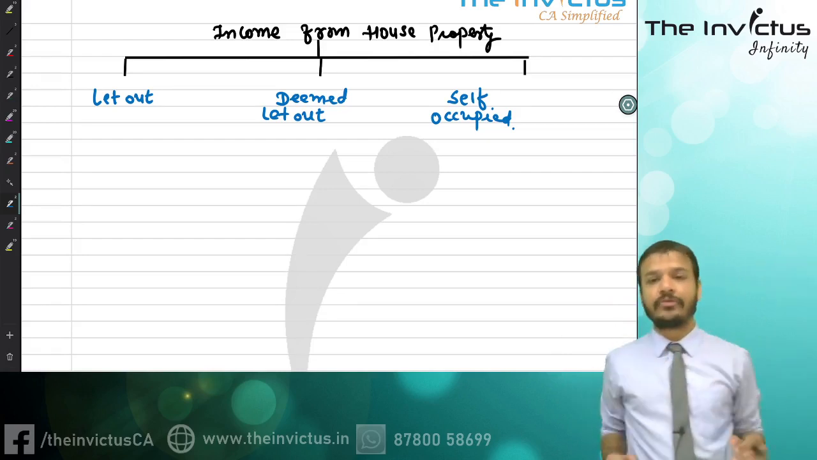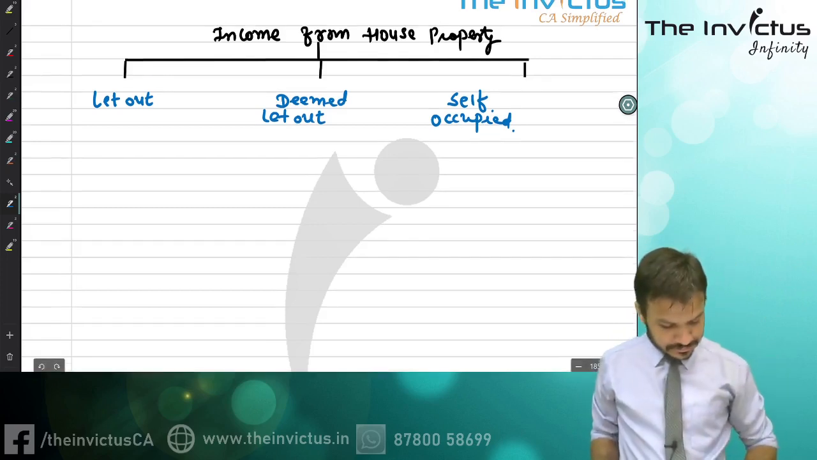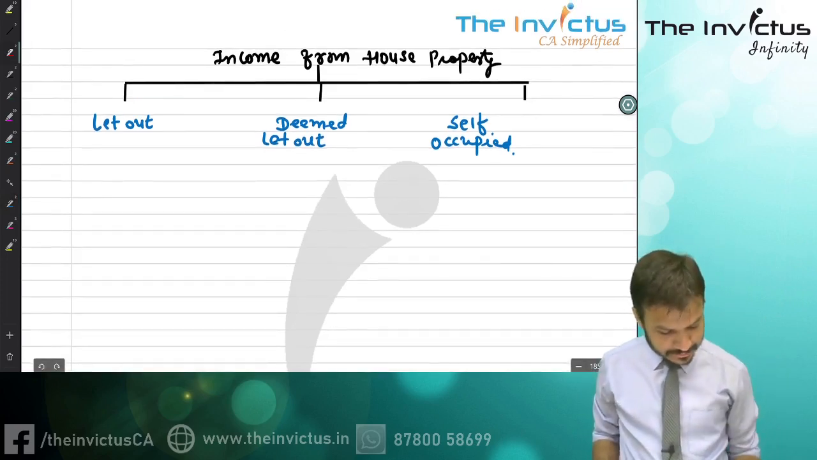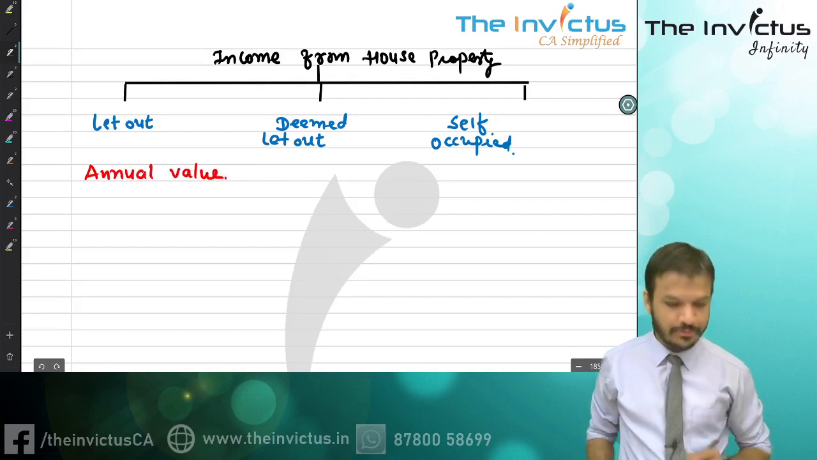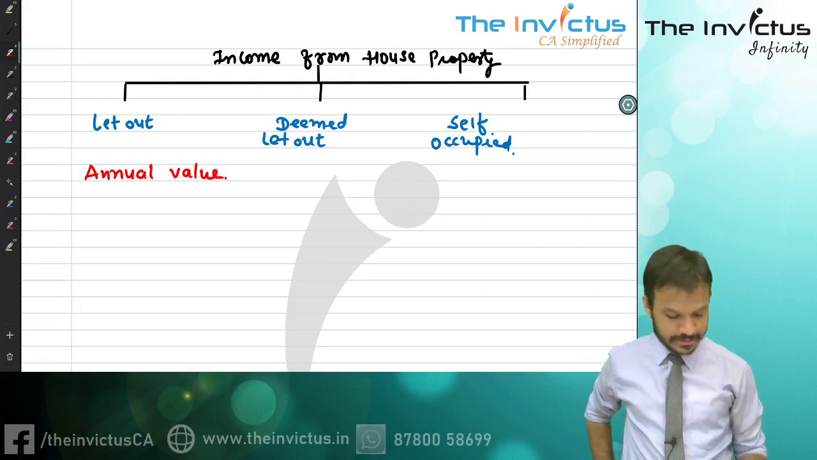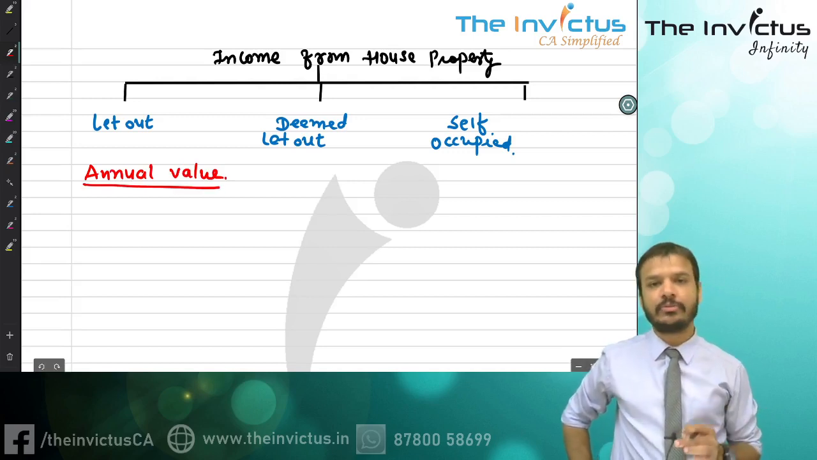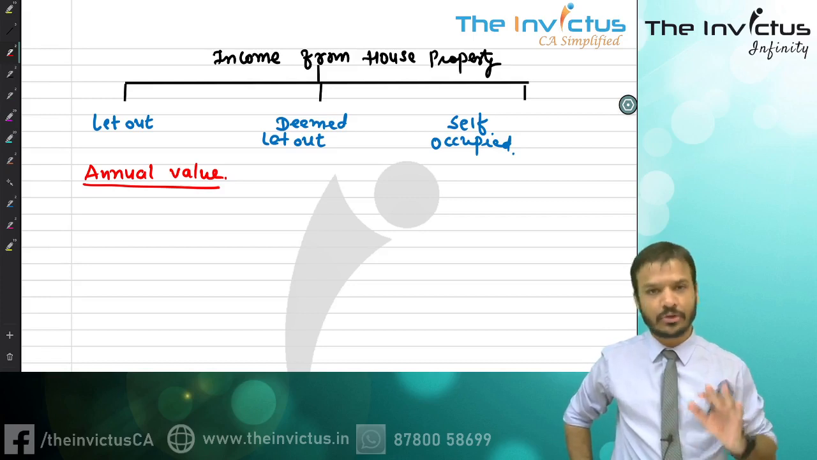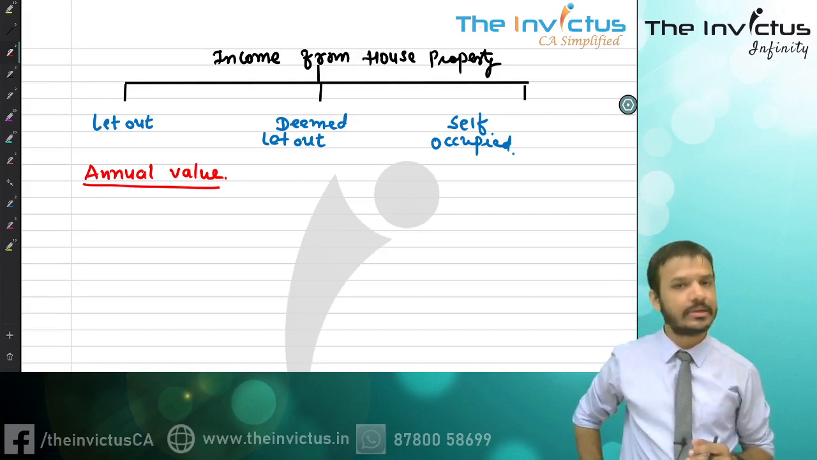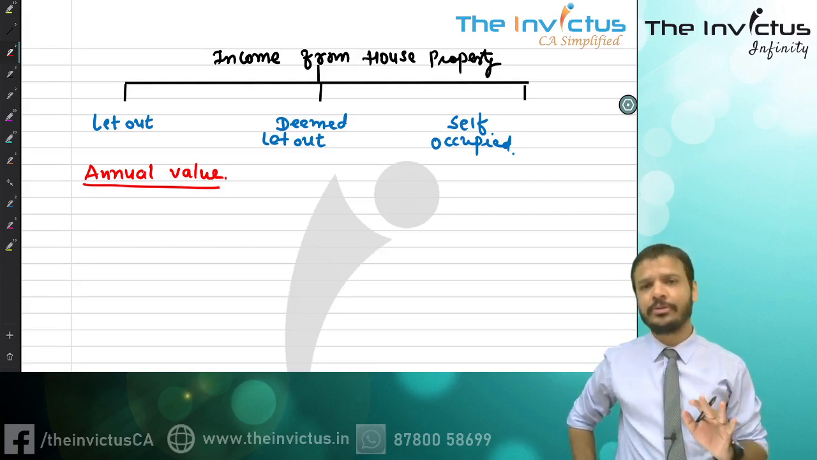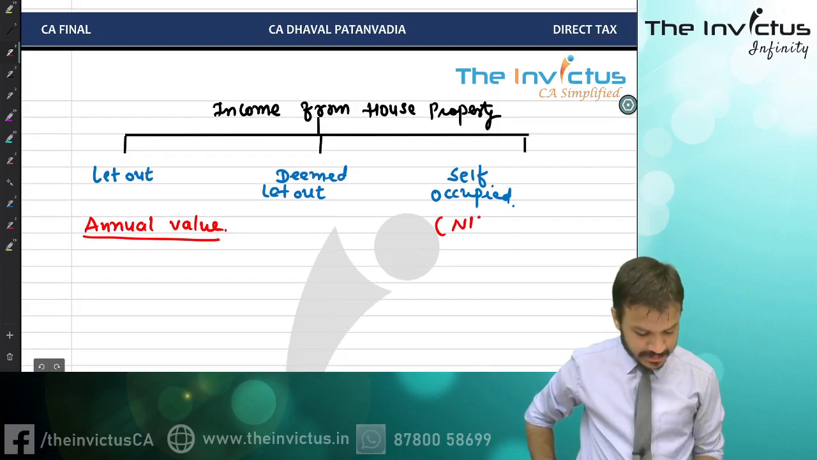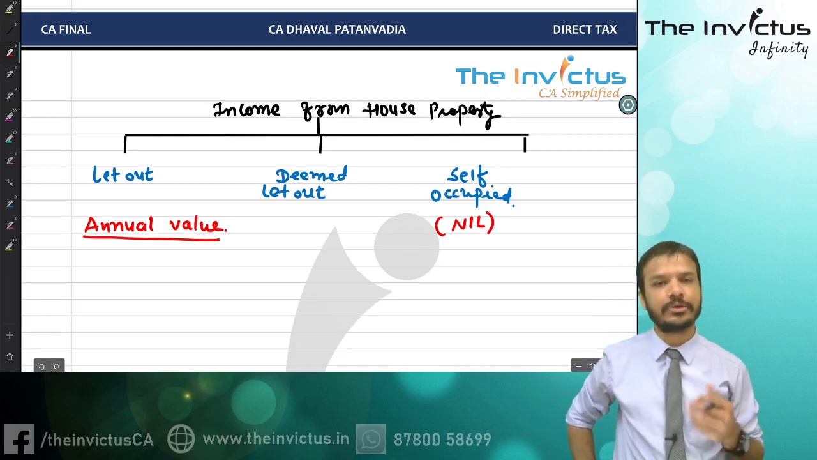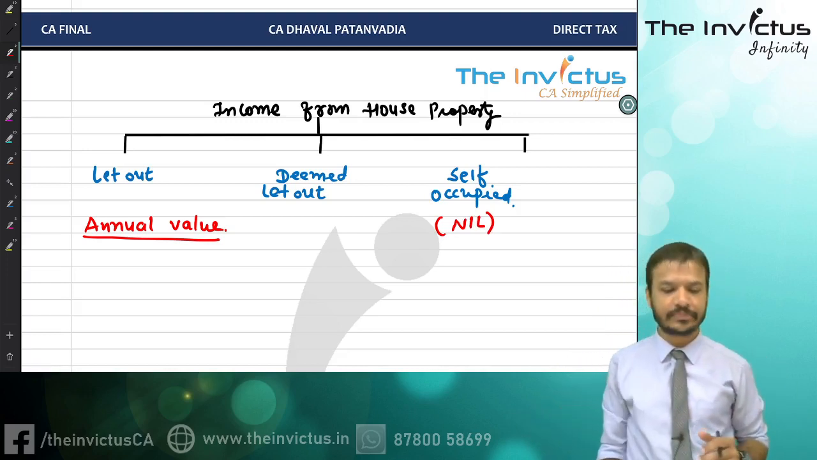Now, computation of annual value. What things do we need if we want to compute annual value? First, I'm talking about let out property and deemed let out property, and thereafter we'll go to self-occupied property. For self-occupied property, generally in all cases the annual value would be nil, so there is no question of computing annual value in this case, right?